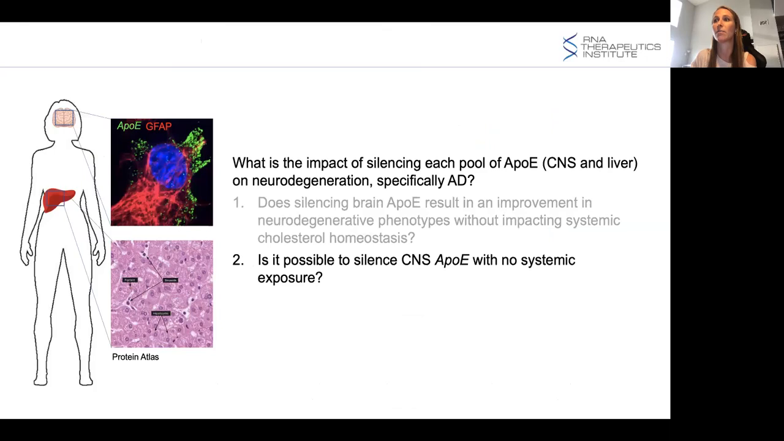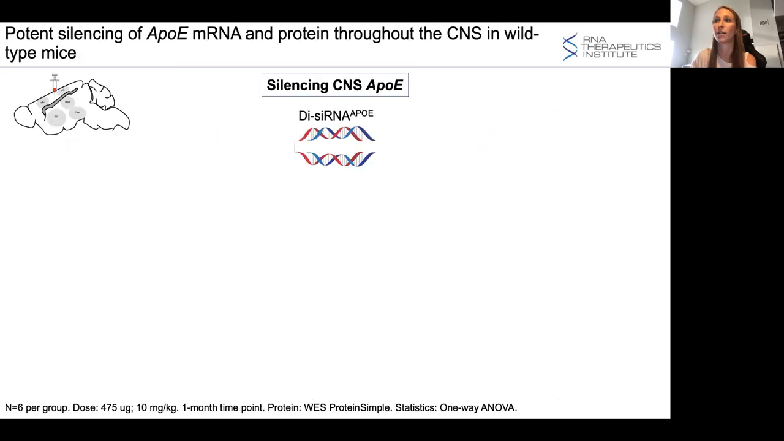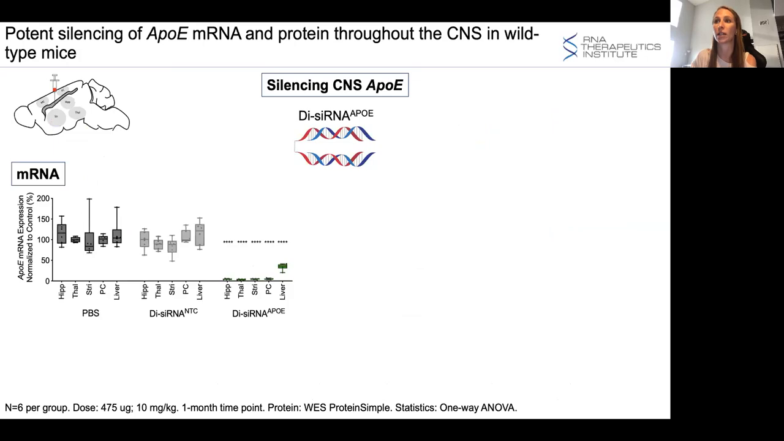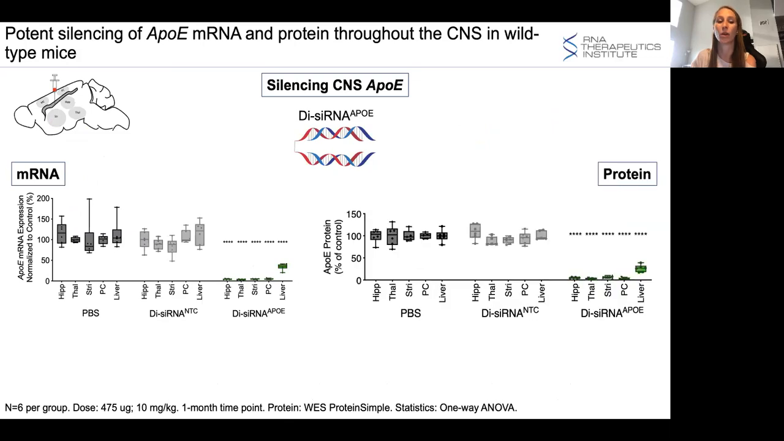Next, we sought to devise methods to silence only CNS APOE and prevent any hepatic silencing from systemic exposure. In wild-type mice, we once again injected the siRNA targeting APOE into the lateral ventricles, and at 1 month post-injection, we were excited to see potent mRNA and protein silencing throughout all regions of the brain. And once again, we observe approximately 50% silencing of APOE mRNA and protein in the liver.